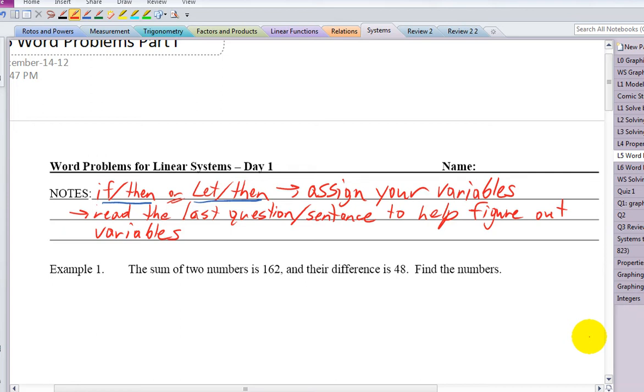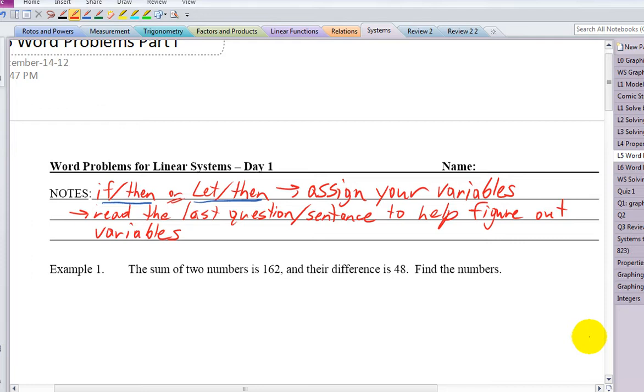We want to make if-then or let-then statements. Now we're going to show, hurry up. So if-then or let-then statements are going to assign your variables to the word problem. You're going to look at your word problem, and then your variables will be assigned to one of your unknowns. To help you with this, you want to read the last question sentence to help figure out the variables.